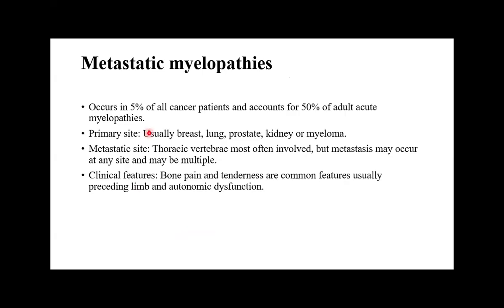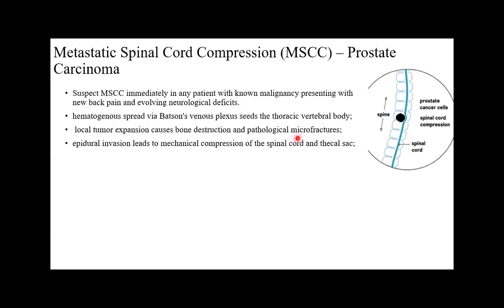So these metastatic myelopathies, this occurs in 5% of all cancer patients, and this accounts for around 50% of adult acute myelopathy. And the primary is usually from breast, lung, prostate, kidney, or myeloma. And the metastatic site is most commonly reported as thoracic vertebra, but it can occur to any site and maybe multiple also. And bone pain and tenderness are the common features, usually preceding the limb and autonomic dysfunction.